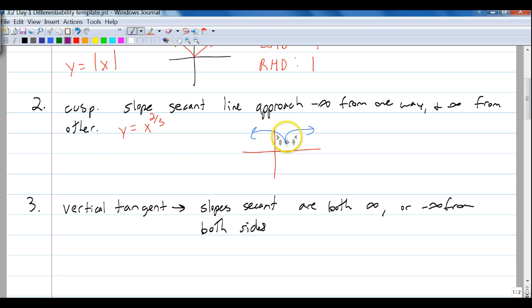Because if you think about it, as you approach this point, the slope of the tangent line or the secant line here is very, very positive. So it approaches positive infinity from the right. If you take another secant line here, going through these two points really close, notice how I'm barely touching the line there to the left of the point. This is a very negative slope. So if one of them is positive infinity and one is negative infinity, you have a cusp.